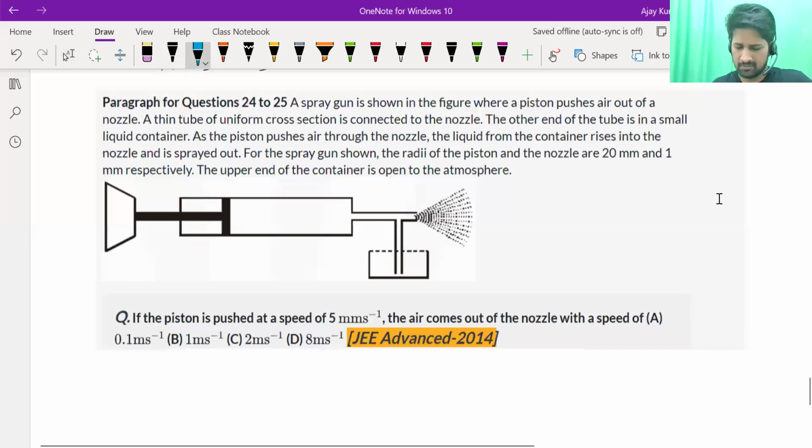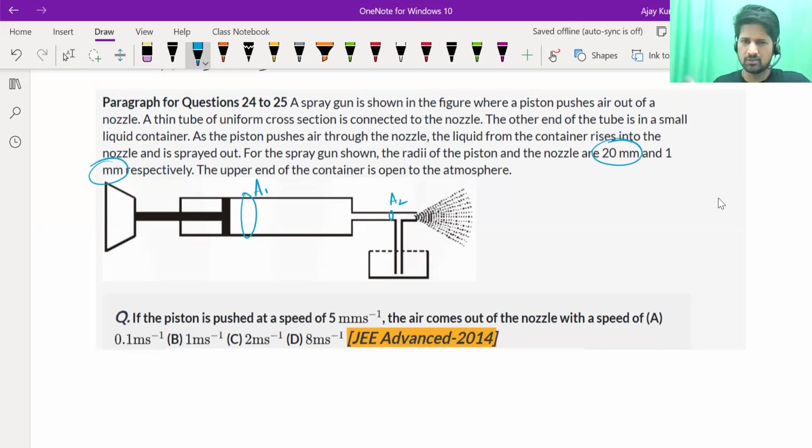Right. So this is an obvious application of Bernoulli's equation. We know the area of cross section here, A1, and we know the area of cross section here, A2. The radii are given as 20 mm and 1 mm, and based on that, you can get the areas. The radius ratio is 20 to 1, so the area ratio A1 to A2 will be 400 to 1. So A2 is negligible compared to A1. And they have given you the speed with which the piston is pushed. So you know the speed of flow here, and you're asked to derive the speed of flow here.